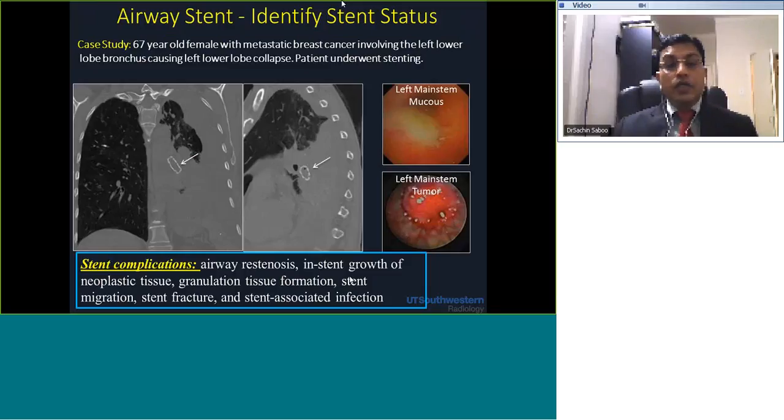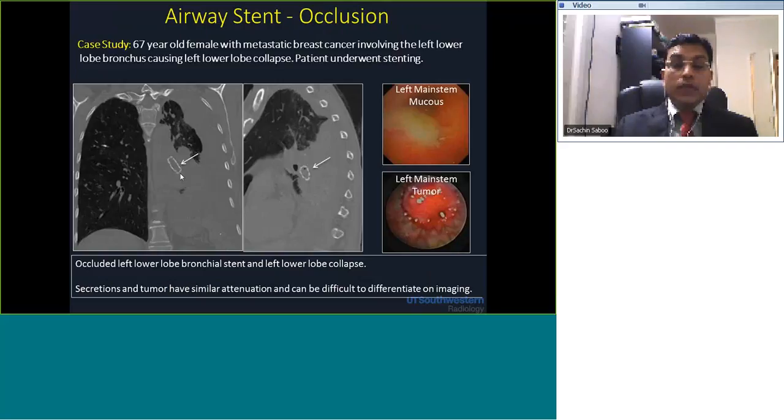This is a 67-year-old female with metastatic breast cancer who had left lower lobe collapse due to a tumor. The stent was placed in the left mainstem bronchus, but if you see, it's not aerated and there is soft tissue within it. That is a complication, and it is hard for imaging to differentiate whether it is mucus secretion or tumor. So basically, it was stent obstruction which occurred due to tumor in this patient.